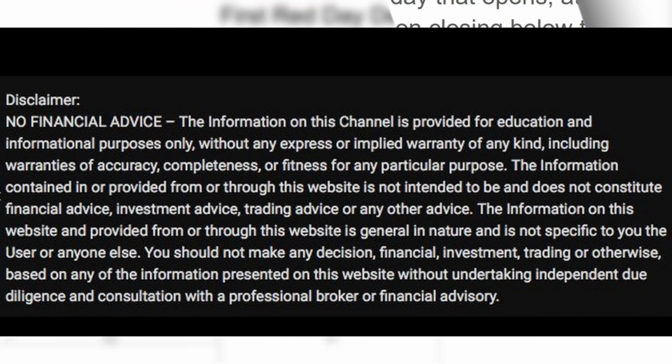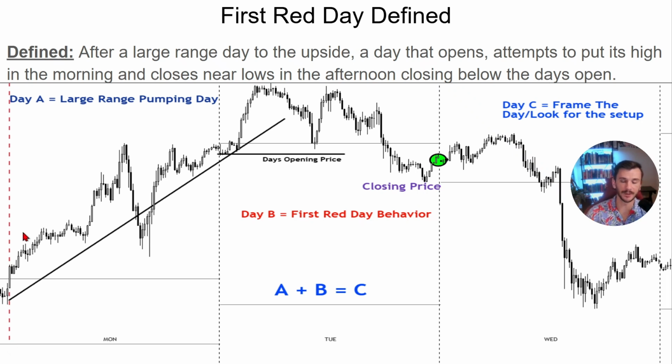First red and first green day is an extremely powerful signal, as long as you understand the characteristics that go into it and how to trade it on day C over here on the right.